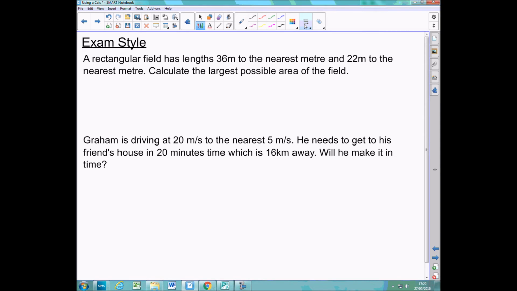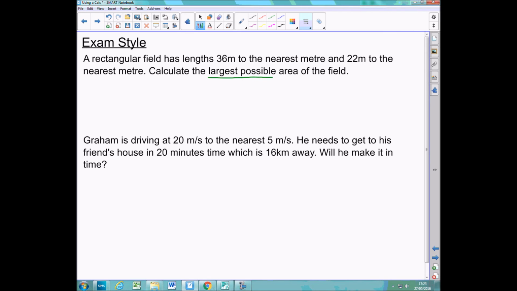Right, so this first question here, I'm told that a rectangular field has lengths 36 meters to the nearest meter and 22 meters to the nearest meter. Calculate the largest possible area of the field. Well, in this case, remember, if you're trying to find area, we need to times values together. Now, this time it's telling us just to find the largest possible. So we're looking for the upper bound of the area.